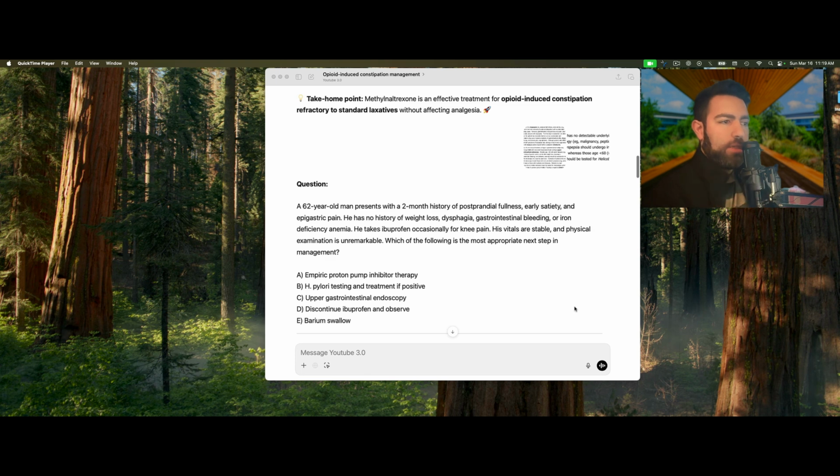So basically, he has a 2-month history of epigastric pain, and there are no alarm symptoms, and he does take ibuprofen. So what are you going to do for him? The first one says empiric PPIs. The second one is H. pylori testing and treatment if positive. Upper GI endoscopy, discontinue the ibuprofen and observe, and then a barium swallow. So go ahead and pause the video right here, pick your answer, and we're going to go through each.